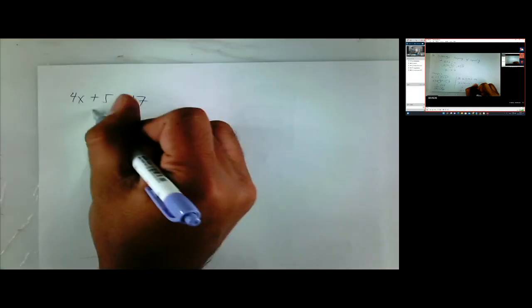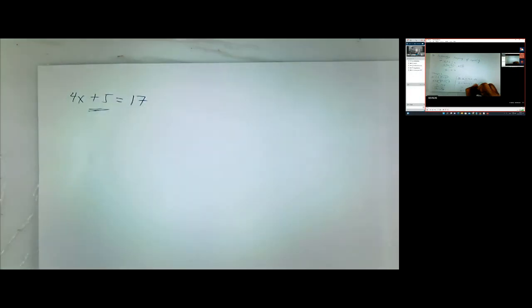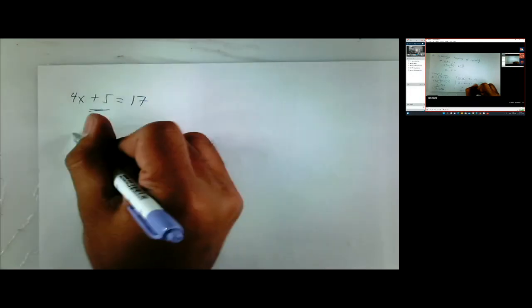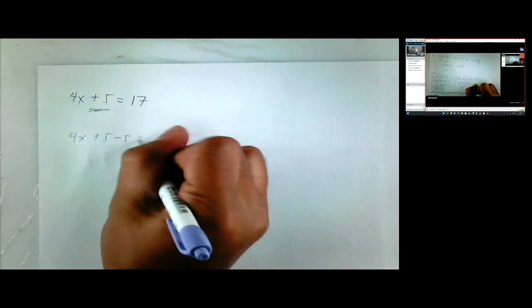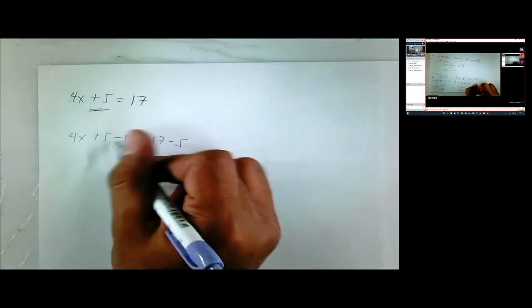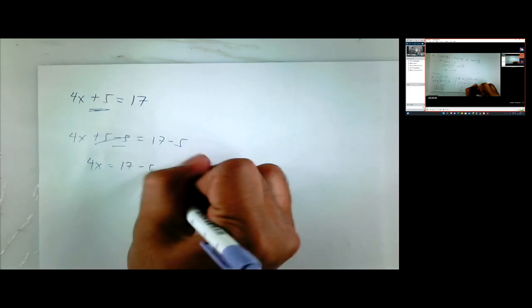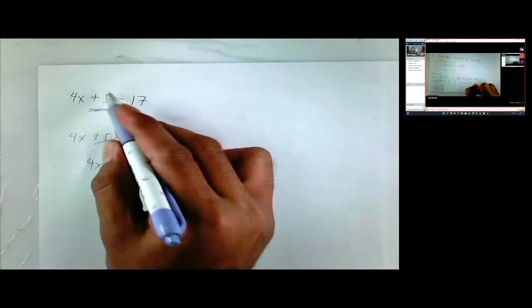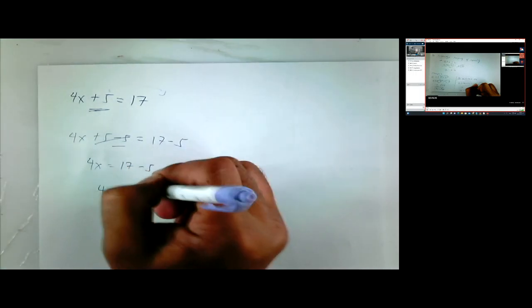Now, this is plus 5, right? What are we going to do if there is plus 5? We're going to subtract 5. And if you subtract 5 there, you also need to subtract 5 on the other side. So you will have 4x equals 17 minus 5. It's like you just put it onto the other side. And so, what is 17 minus 5?